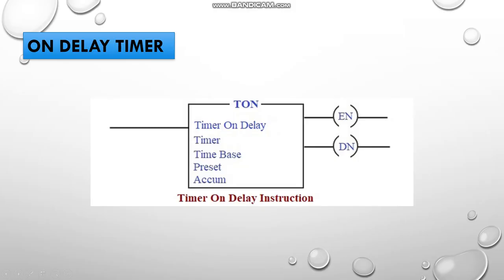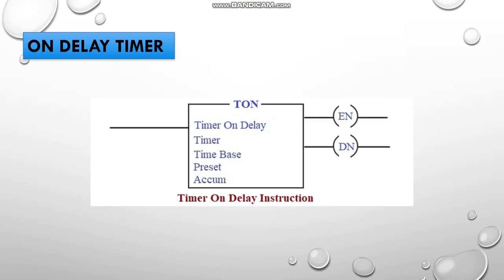You can see this is a standard instruction set which has been used in Allen Bradley programming PLC, that is TON. So it is timer on delay. So you have the timer. The timer is nothing but we'll be specifying the address, especially when we are doing Allen Bradley programming. We'll be using the addressing mode as T4:0. T4 stands for the standard addressing file of that particular timer.